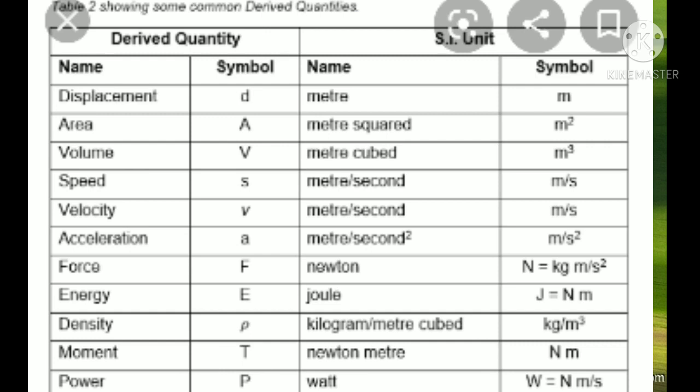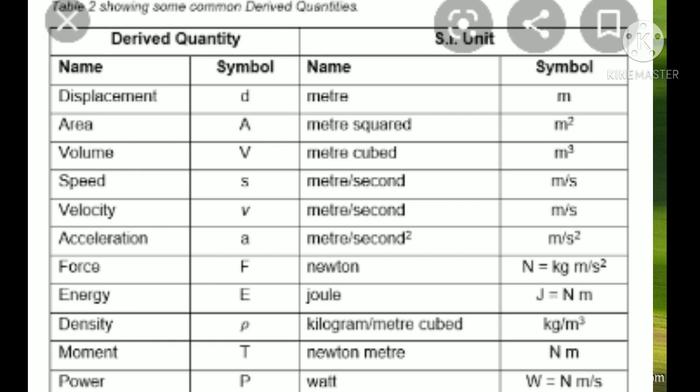Okay, they are called the derived quantities. They can be expressed in terms of the other basic physical quantities. So, example here: displacement, area, volume, speed, velocity, acceleration, force, energy, density, momentum, power, etc.